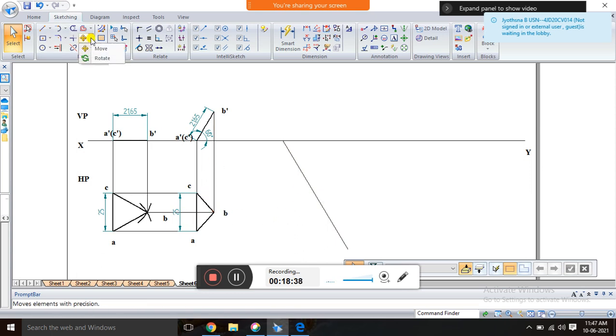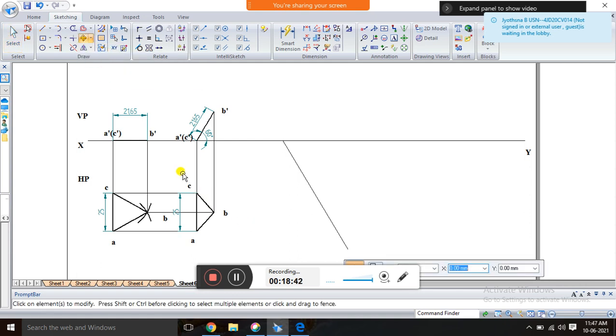Clear? See here, I will show you. Whatever this thing is, you have to take this and place it here.